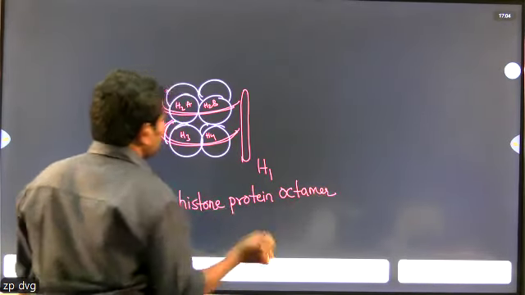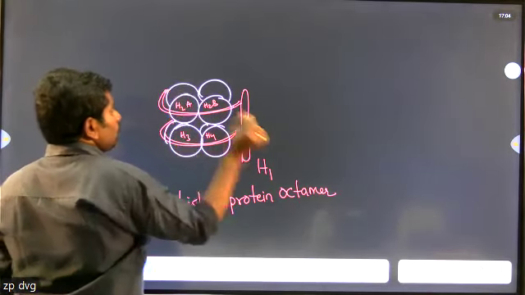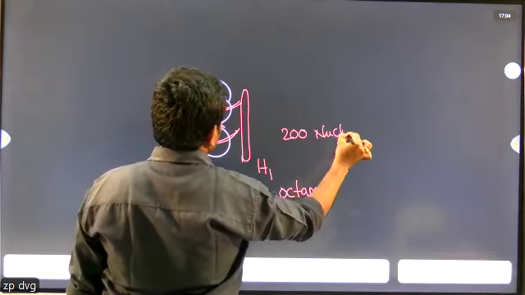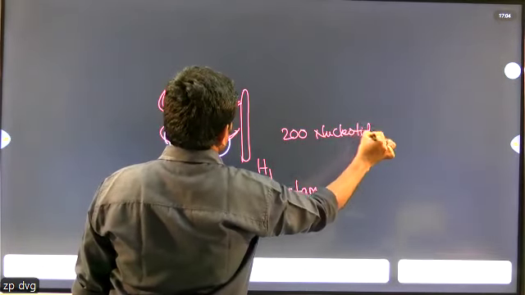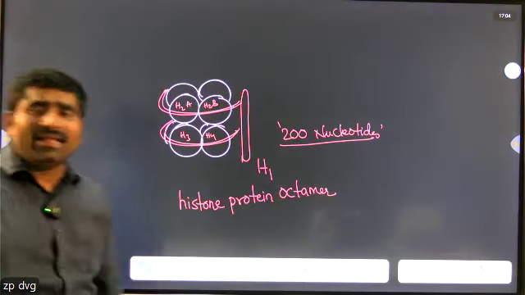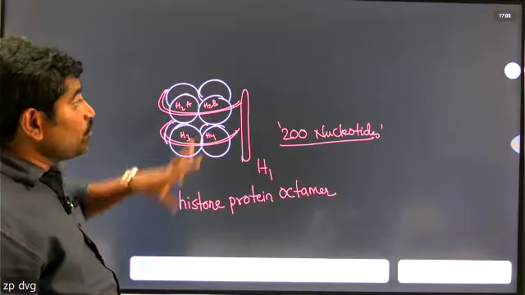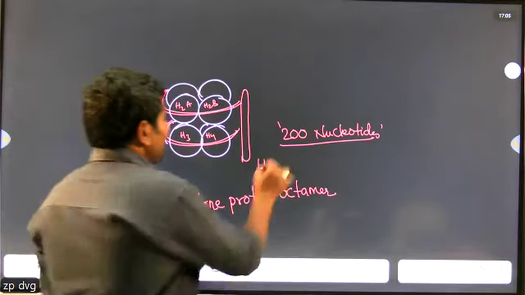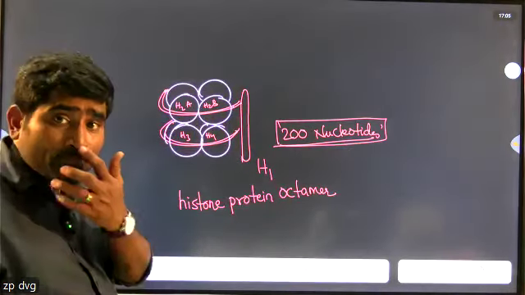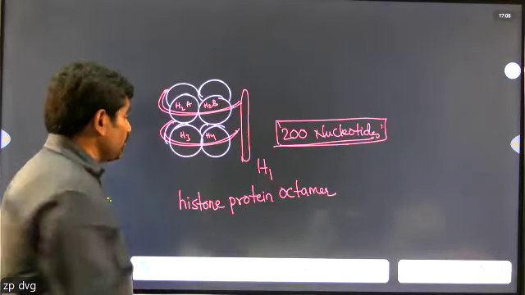The 2 wraps of DNA contain how many nucleotides? 200 nucleotides. This is very, very important. In this concept, this is one important point: in the 2 wraps of DNA, how many nucleotides are present? 200 nucleotides are present in one wrapping in a nucleosome.